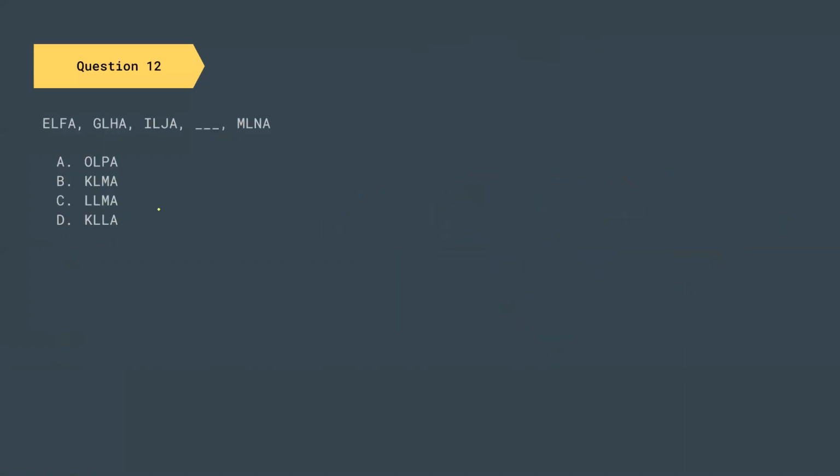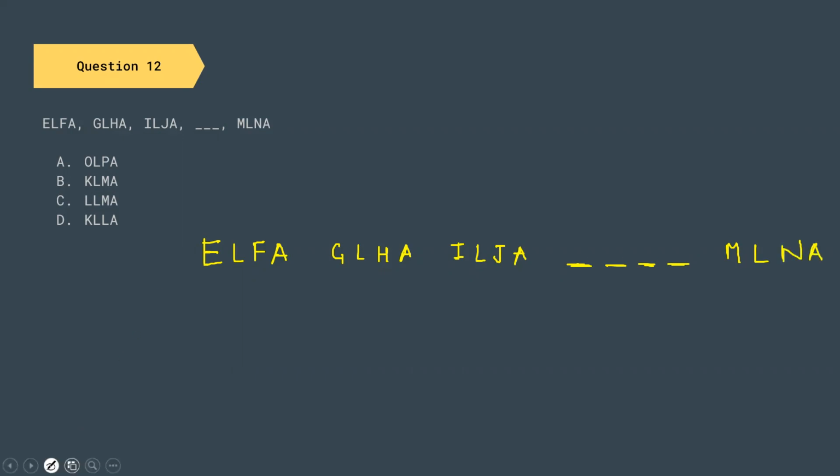What we have is ELFA. So we have E, then L, F, and A. So then we have G, L, H, A. Then we have I, L, J, A. Then we have a word 1, 2, 3, and 4. Then we have M, L, N, A. So the result will also be a four-letter word. So let us think what we can do here.